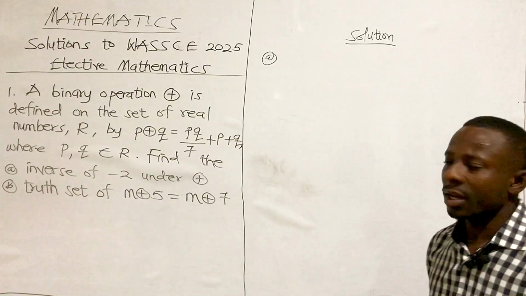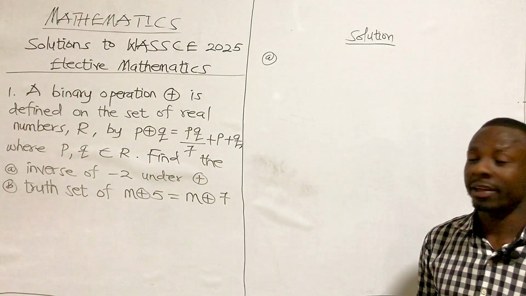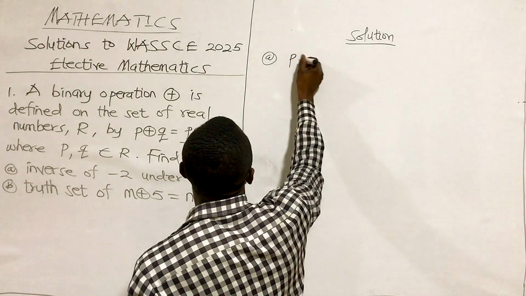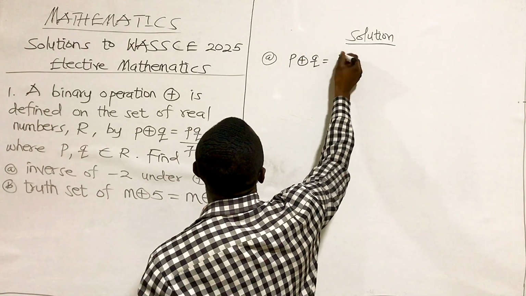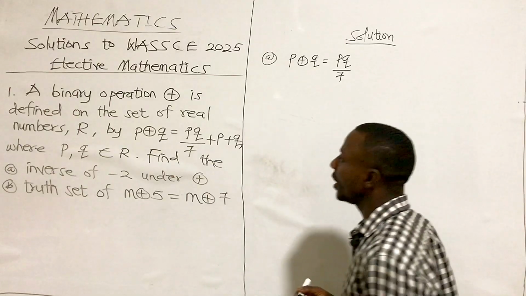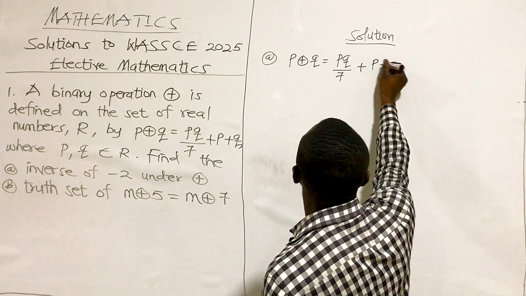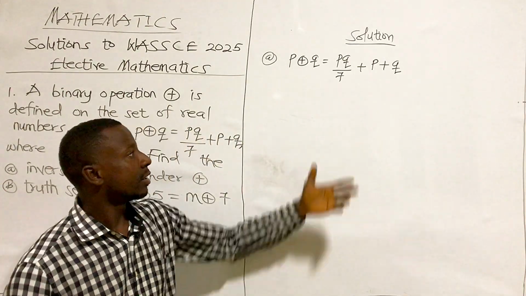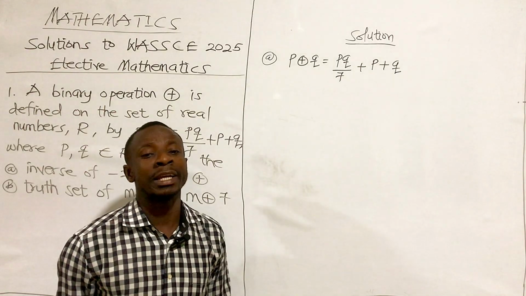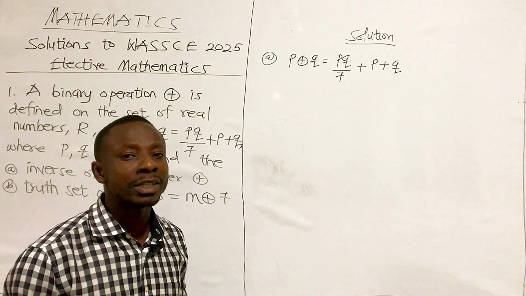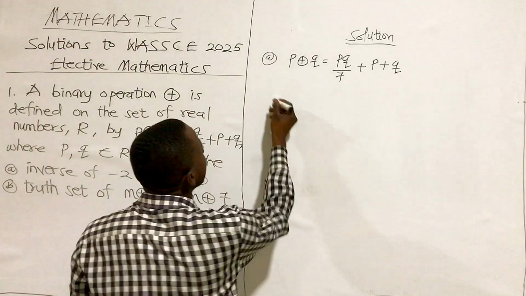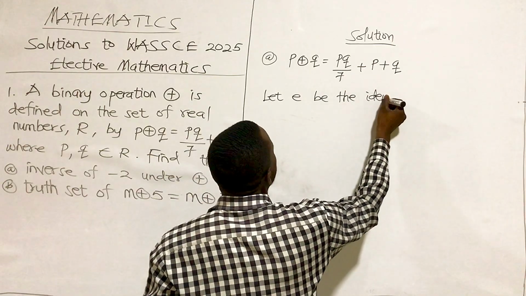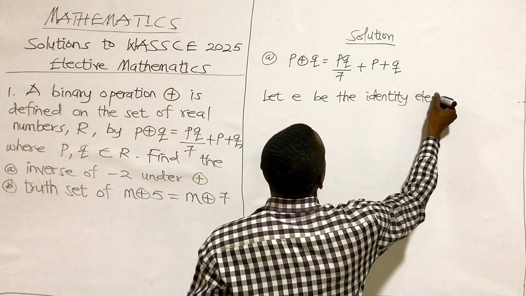A. If you look at the question we have here, you have been given a binary operation, P circle plus Q, and the definition is PQ over 7 plus P plus Q. So anytime a binary operation is given to you and you are asked to find the inverse, you need to get your identity element first. So let E be the identity element.